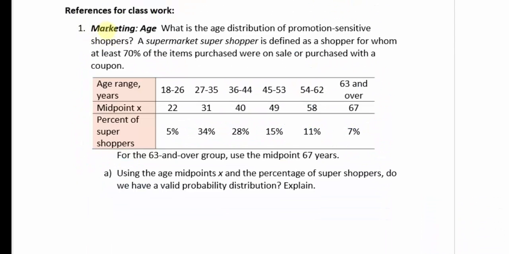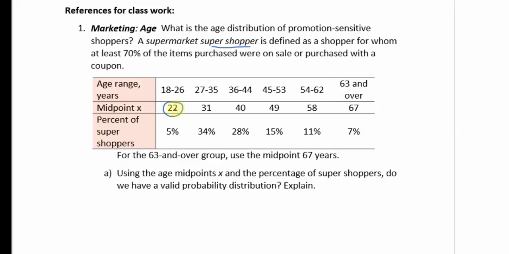Today's reference for classwork is about marketing age. What is the age distribution of promotional sensitive shoppers? A supermarket super shopper is defined as a shopper for whom at least 70% of the items purchased were on sale or purchased with a coupon. In the table you can see that we're given age ranges in years and the midpoint in years. So the midpoints are found by taking 18 plus 26 and dividing by 2. That makes the midpoint age of shoppers 22 years.